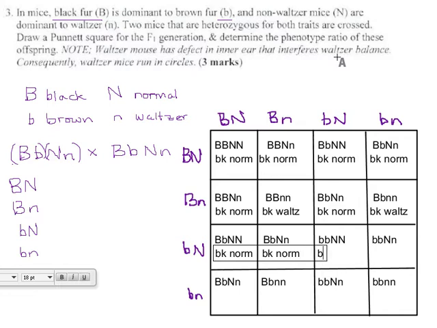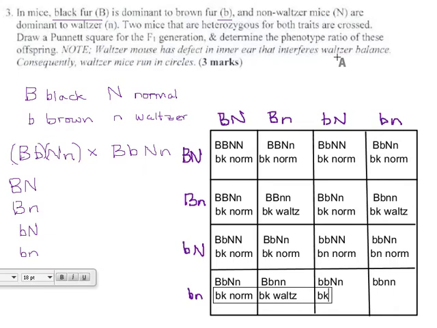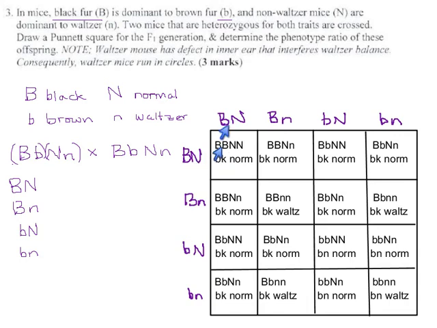Little b means brown, and big N is normal, brown and normal. Black because of the big B and normal, black because of the big B and waltz. Little b means brown and normal, and brown and waltz. Okay, so combining gametes. I'm putting B's before N's, I'm putting dominants before recessives, no matter what parent they came from, and that gives us our offspring. If you want the genotypes, here they all are. Each of these is 1/16 of the total.